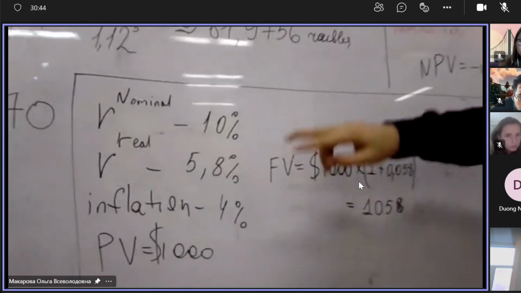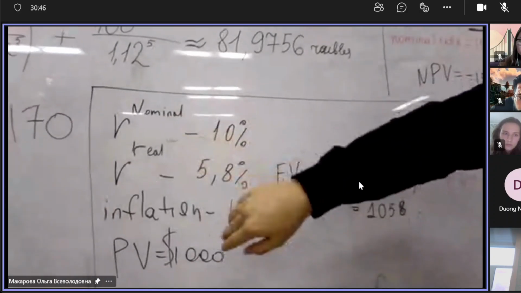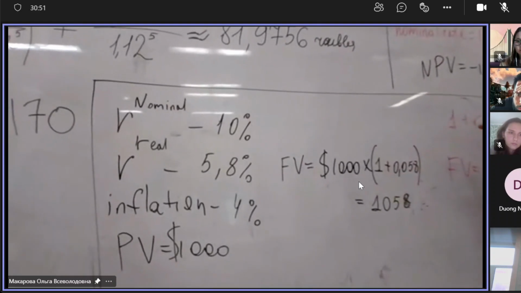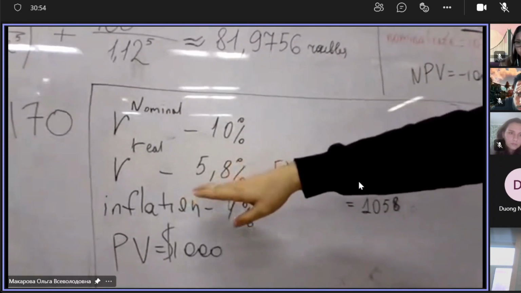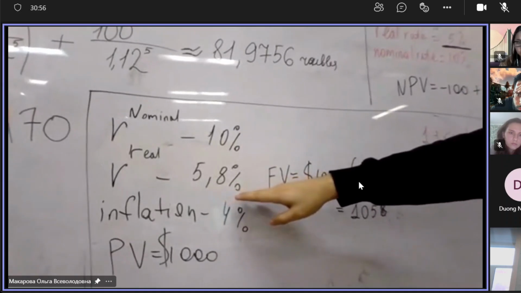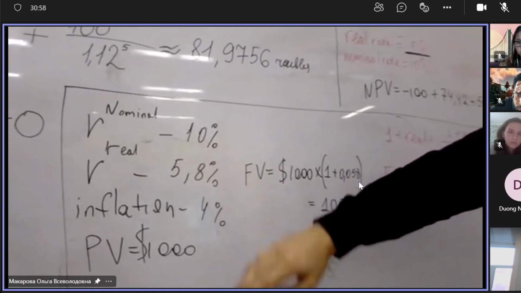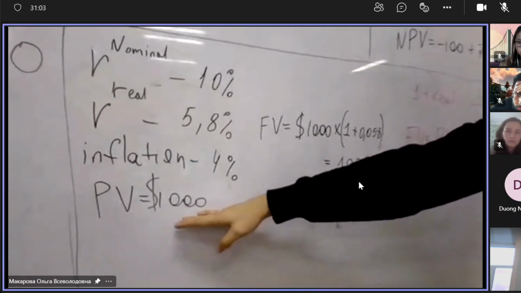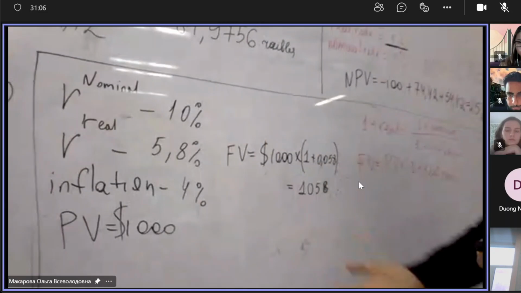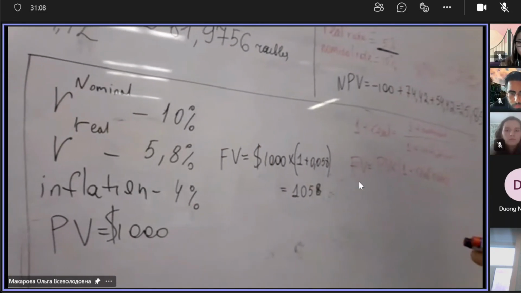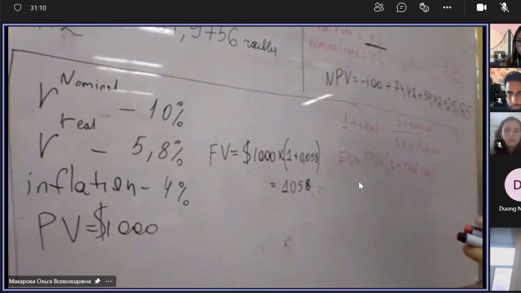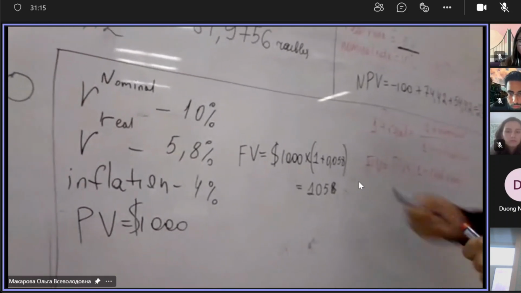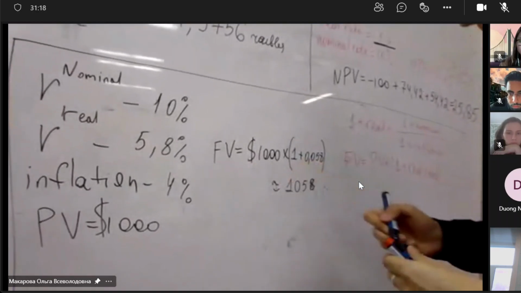Okay. We have the nominal rate and inflation. And with the Fisher formula, we calculate the real rate adjusted to inflation. And we have the investment of 1,000. And we just found our investment at the end of the year. Okay, and so finally we got 1,058, approximately, in dollars.